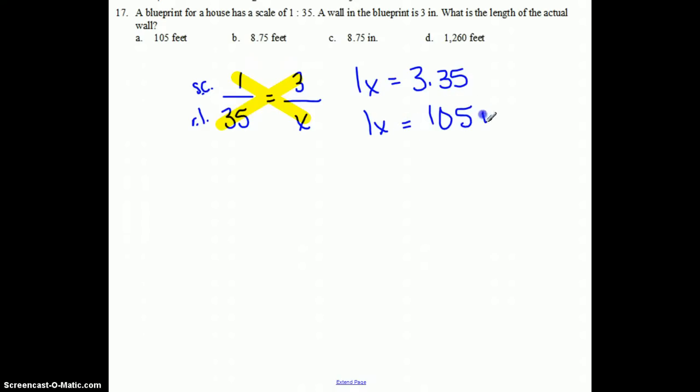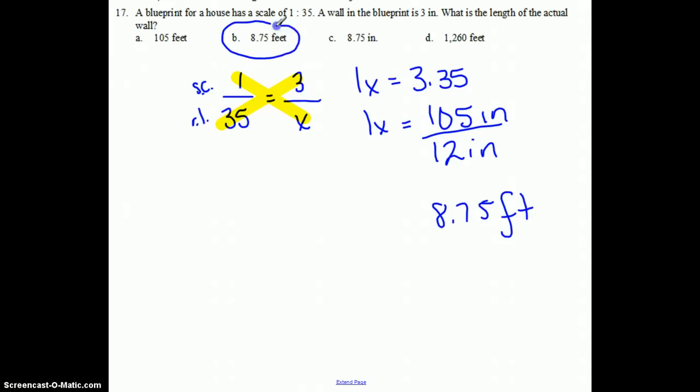Now remember, that answer is in inches though. There's no 105 inches up here. So I'm going to have to take this and divide it by 12 inches so I can figure out how many feet that would be. And that would be 8.75 feet. So my answer is going to be B. See how they're trying to trick you with this one? And also with this one. So be very careful in figuring yours that you actually use the right units.